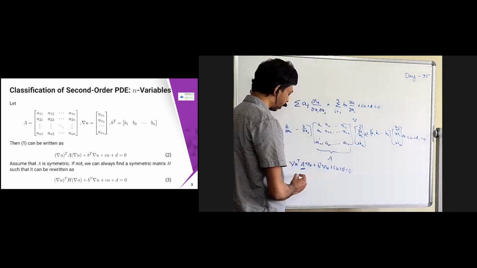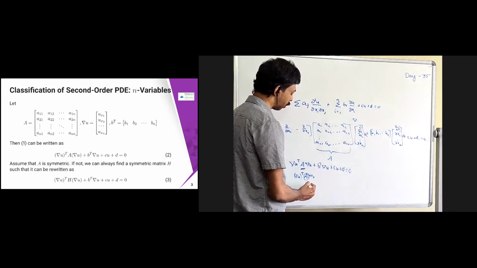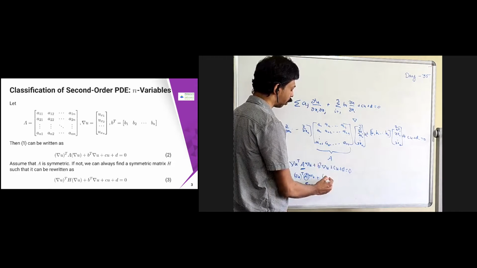Therefore, what we are going to consider is del transpose A del u, where I am going to assume A is symmetric. If it is not symmetric, you convert it. This is the only assumption. Plus some lower order terms.